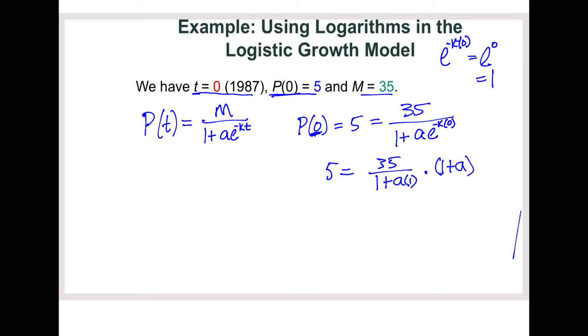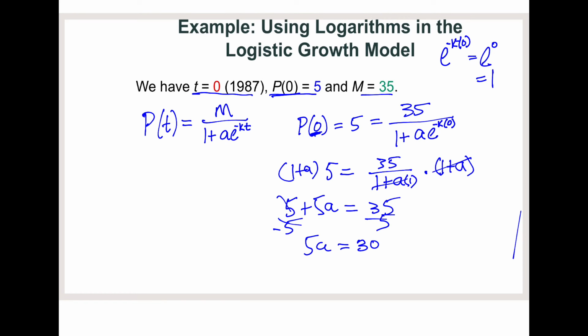So if I multiply both sides by 1 plus A, that gives me 5 plus 5A, and that's equal to 35. Subtract 5. Looks like I was dividing there, but I have 5A is equal to 35 minus 5, which is 30, and now I can divide by 5. We can say that A is equal to 6. 30 divided by 5 is 6.